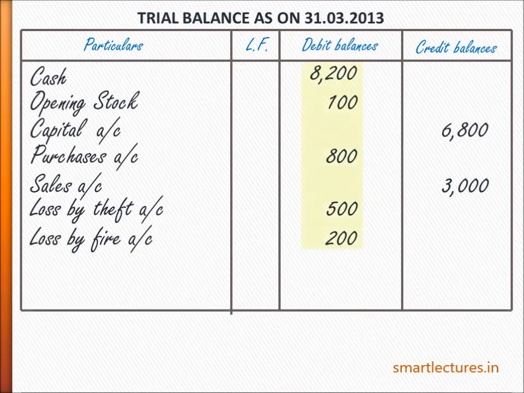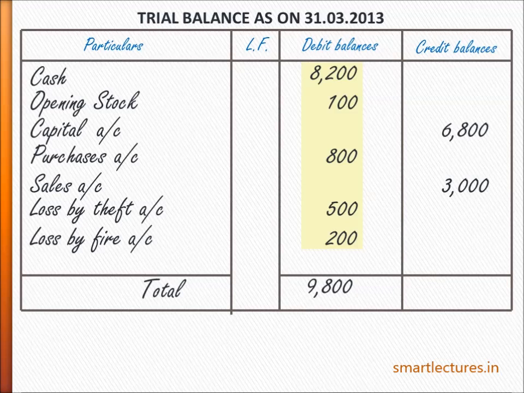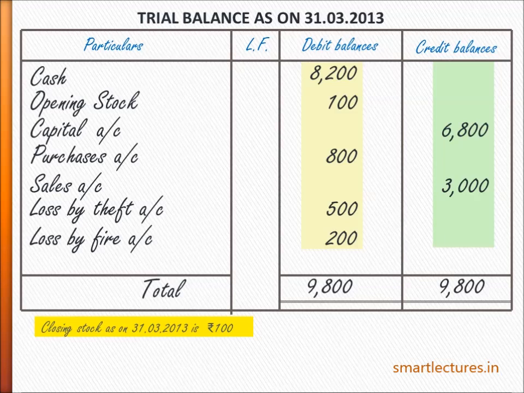So on debit side 8,200, 100, 800, 500, 200. Total is 9,800. On credit side only two items are there, capital and sales. And the total will be 9,800. Now write down closing stock as on 31st March 2013 rupees 100. It should be noted down at the footnotes of trial balance.